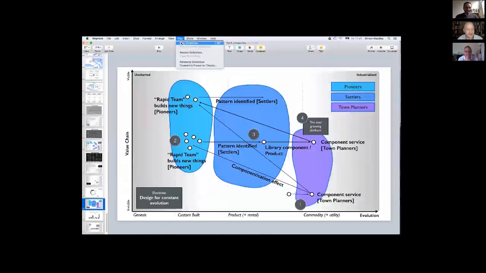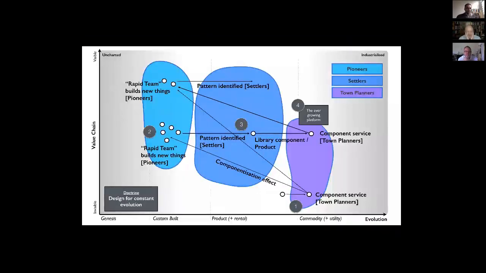So let's put this. Okay, so there's a number of different things here. When I talk about pioneers, settlers, town planners, they're very, very different sorts of attitudes, and it doesn't matter whether we're talking about IT, finance, operations. The attitudes are different for each of those different stages. So ideally, an organization should be designed for constant evolution.